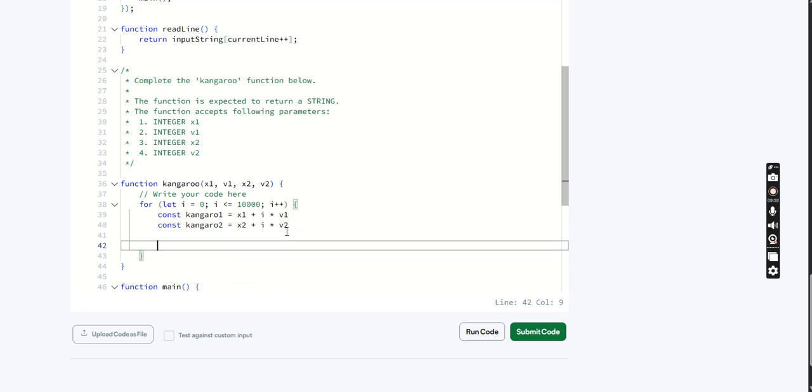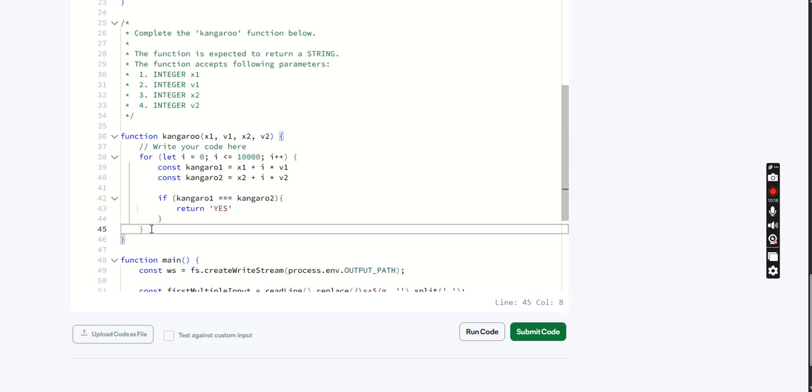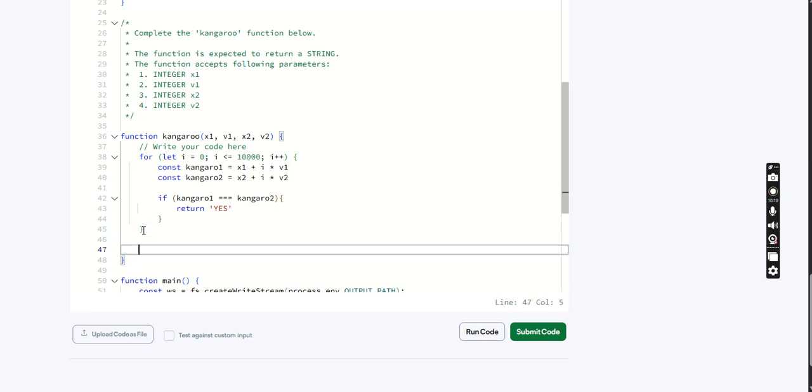So now, if anywhere they meet, so if kangaroo1 is strictly equal to kangaroo2, we return yes. But our function should return no if that is not the case.